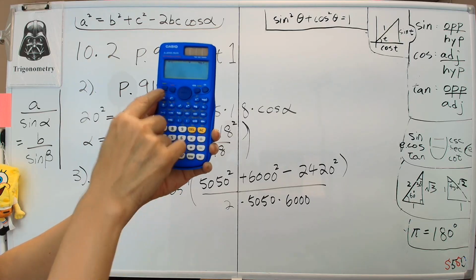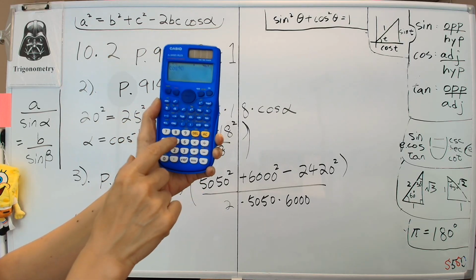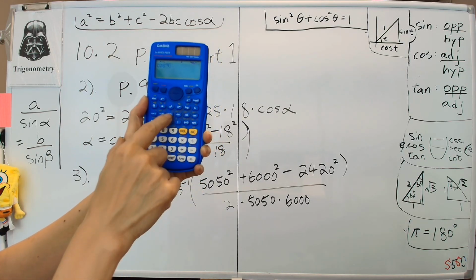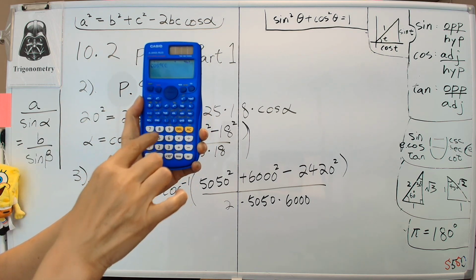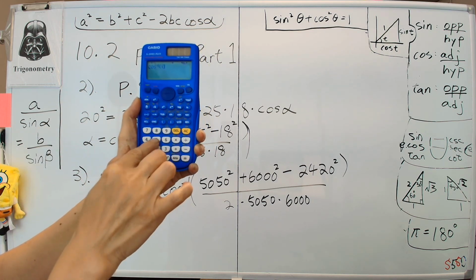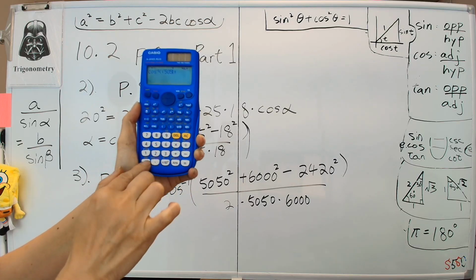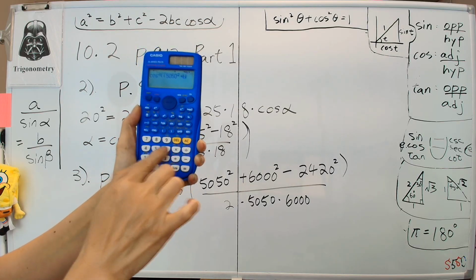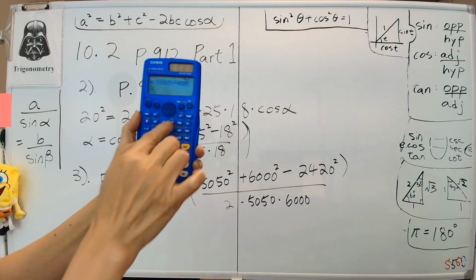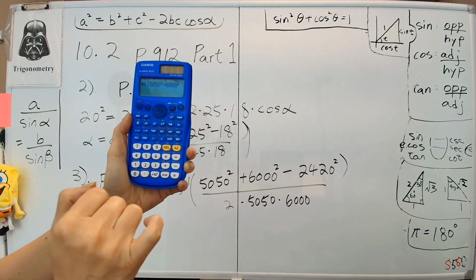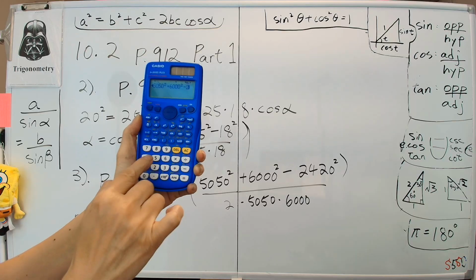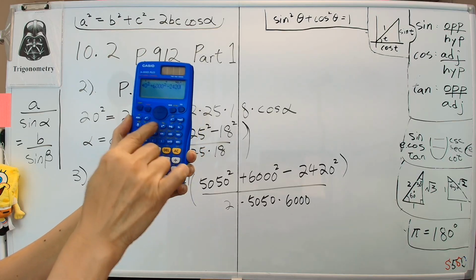Anyway, so we need to calculate the inverse cosine of another parenthesis. This time I'm not going to forget it, because we have a fraction inside. So let's put another parenthesis in. So we have 5050 squared plus 6000 squared. Oops, I pushed the wrong thing. Get rid of that. Squared. Okay, and then minus 2420 squared.